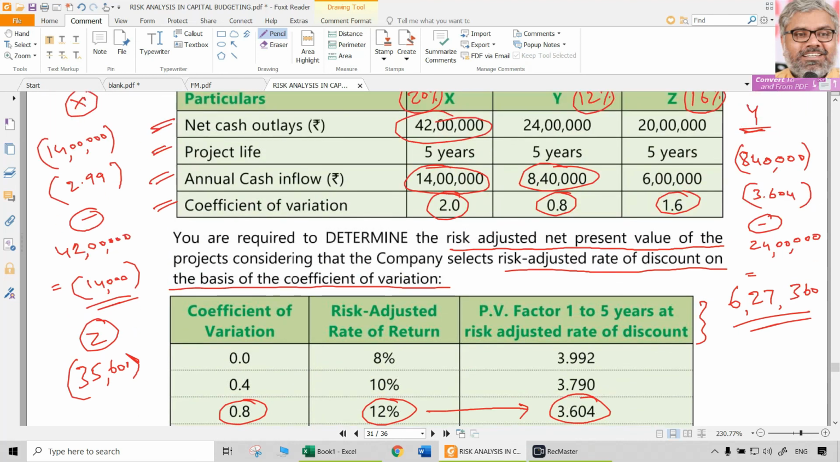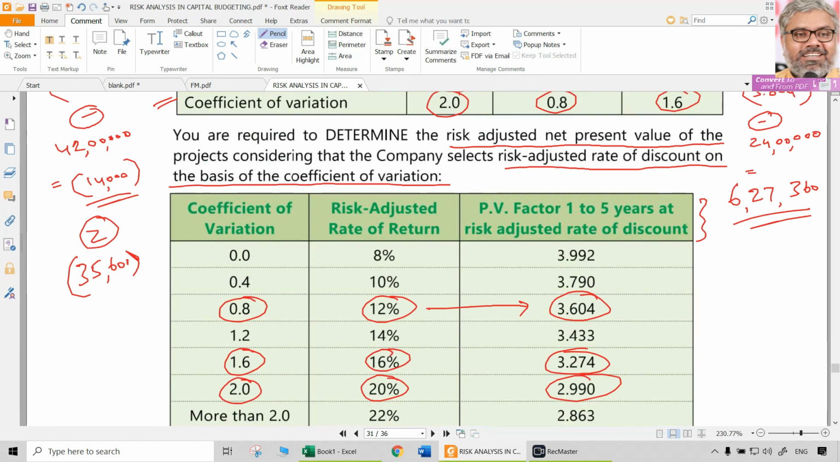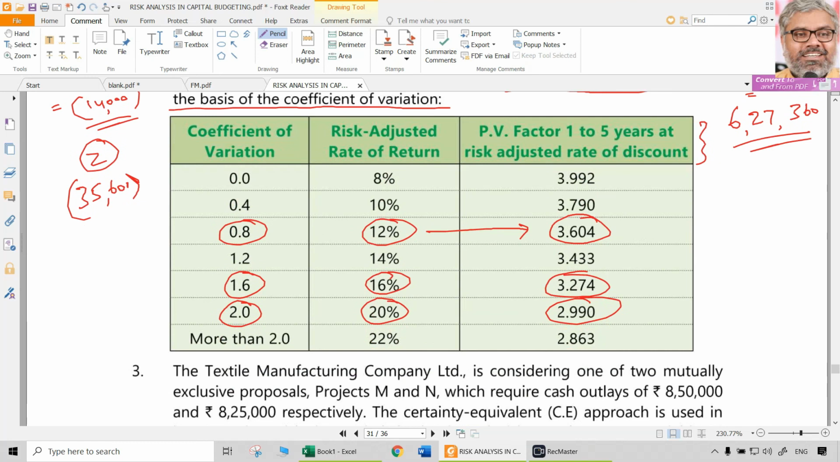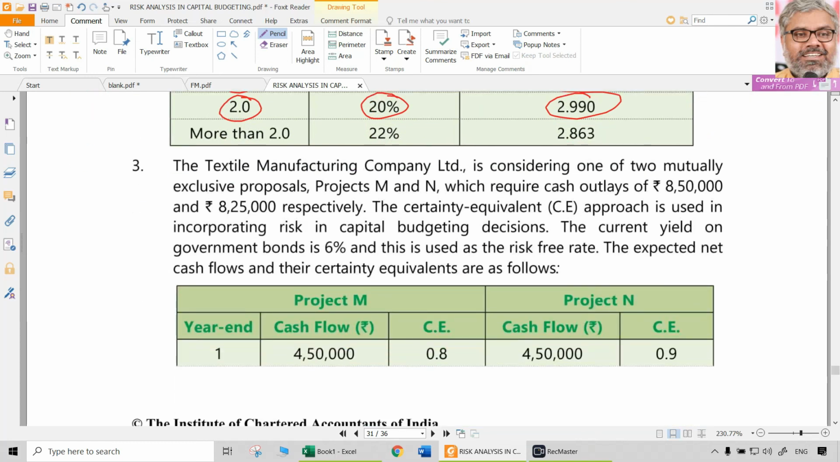That is the application of risk adjusted discount rate. We are not calculating anything. The discount rate is given already. But on what basis that is chosen? On the basis of some other statistical measure called coefficient of variation. Yet to which level of coefficient of variation, which rate has to be taken is already given in the question. We have to just pick that and do the computations of NPVs according to the respective discount rate and respective annuity factors. That's it. That is question number 2.